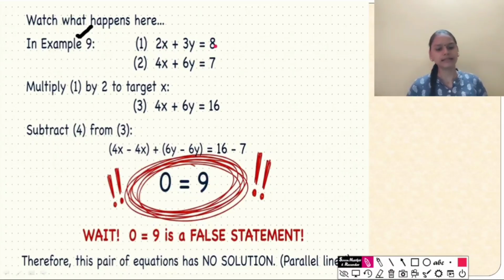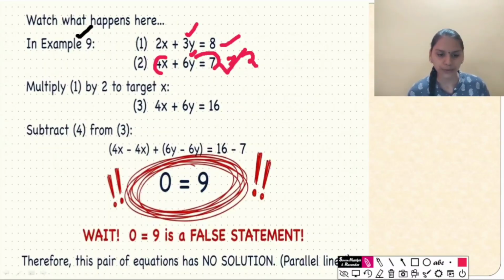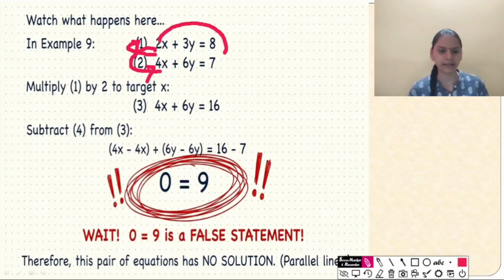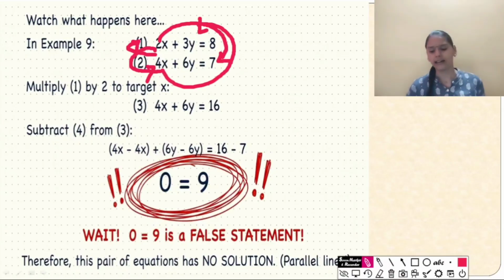Now, 2x plus 3y is equal to 8, 4x plus 6y is equal to 7. You have two equations. See, you have 2x plus 3y, 4x plus 6y. Both 3 and 6 are bigger numbers, but 2 and 4 are smaller numbers. Now what I will do is multiply this equation with 2 and this equation with 4. Why? Observe, here we have 4. So multiply this with this equation, this with this equation. That's it, and you'll be done.